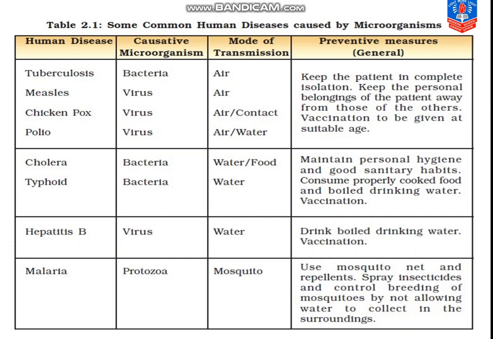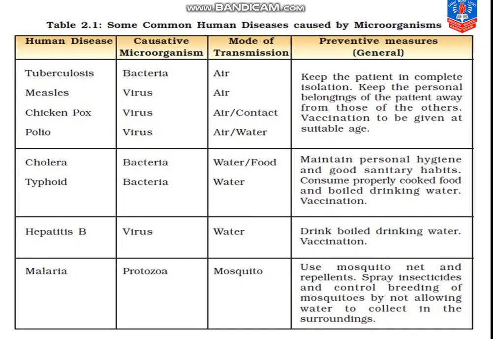Then there is hepatitis B. It is also a viral disease and it is transmitted through water. So drink boiled drinking water. Always water should be boiled or it should be filtered water, or nowadays you can see RO systems are there in your house. Yeah, so it should be mineral water. And again, vaccination is also a good preventive measure.